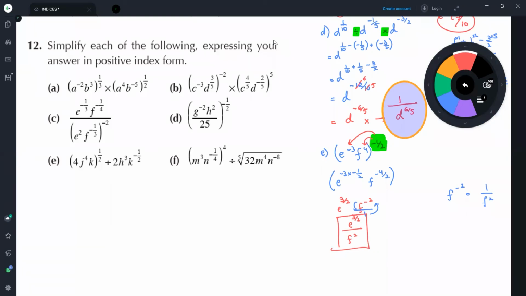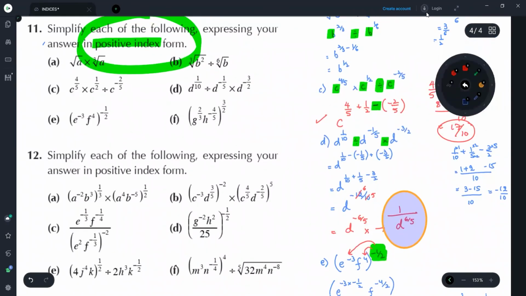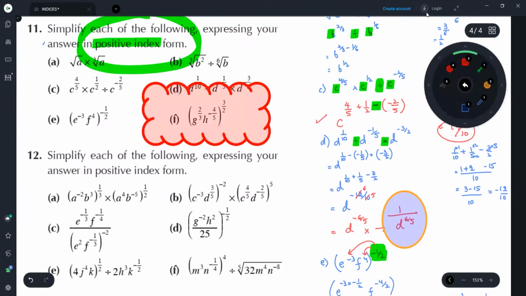ठीक है. Start off with, you'll have to do part f yourself. Start off with part f. I'm making a box around it. You're going to do it and send me your work. Okay, this is part f. Speed up.